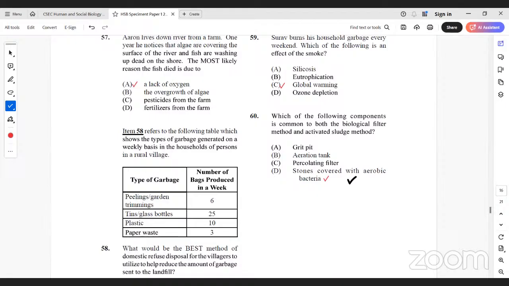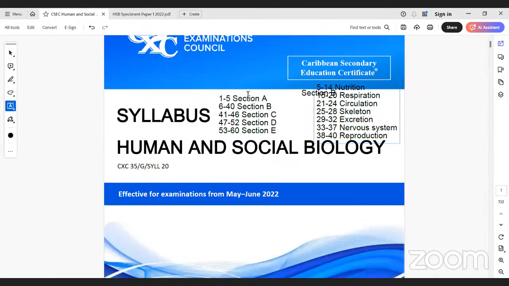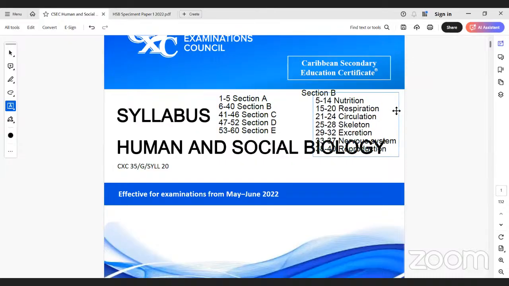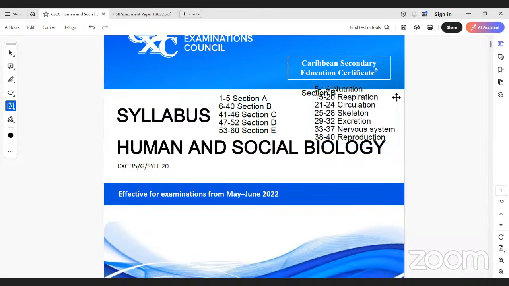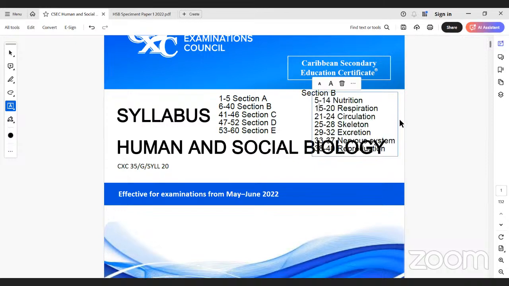All right. So candidates, I hope this paper helped you. And I hope that I was able to identify for you the topics that you should be tested on specifically at what section of the paper. This is the biggest hint I could give you for the exam coming up on Thursday.